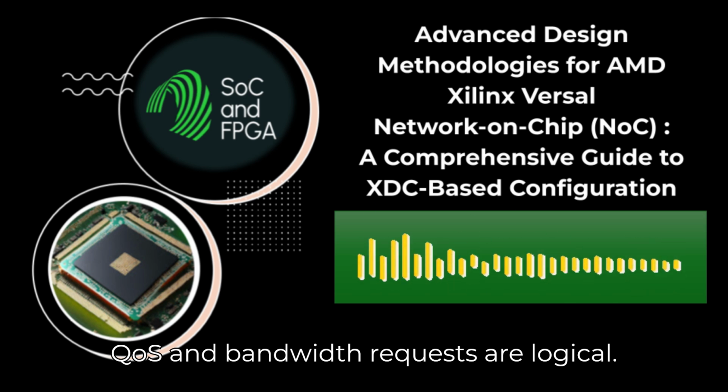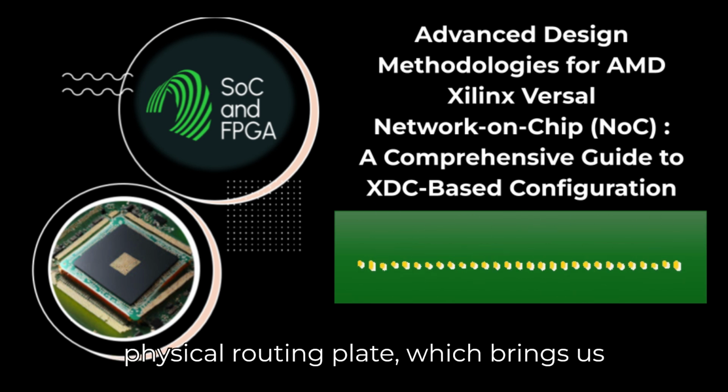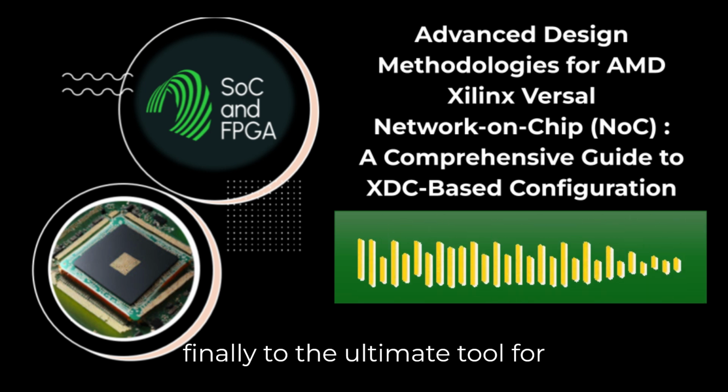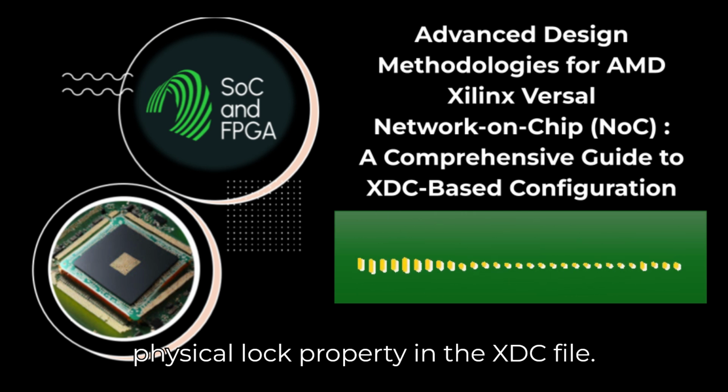Precisely. QoS and bandwidth requests are logical. They don't inherently control the physical routing plane. Which brings us finally to the ultimate tool for controlling that physical path. The physical lock property in the XDC file. This is it.